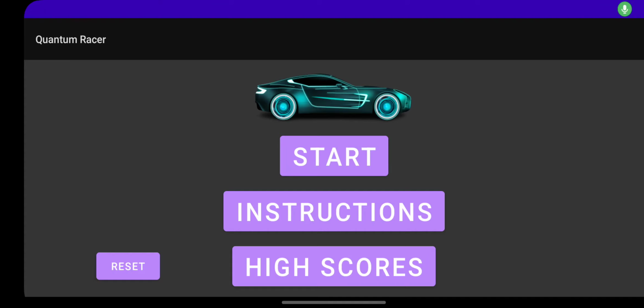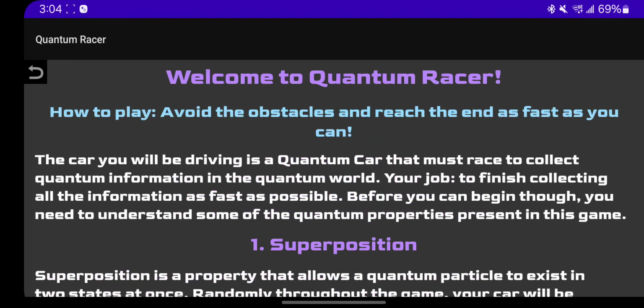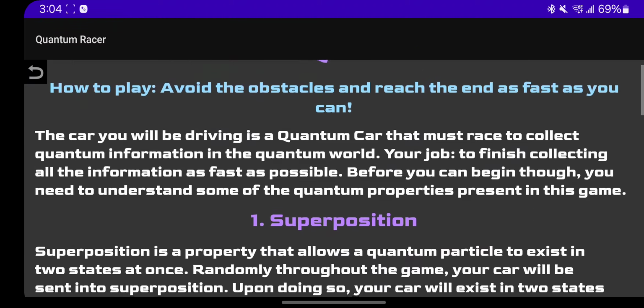Welcome to Quantum Racer. This game was designed to teach students about the concept of noise and decoherence in quantum computing. Let's take a look at the instructions. I know they're a little verbose, but we'll try to go over them as fast as possible. This is a simple racing game. How to play is avoiding the obstacles and reaching the end as fast as you can.